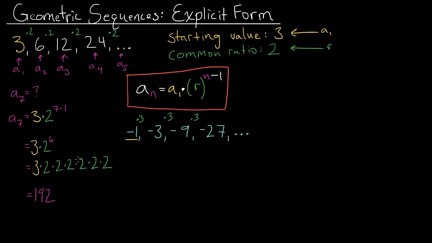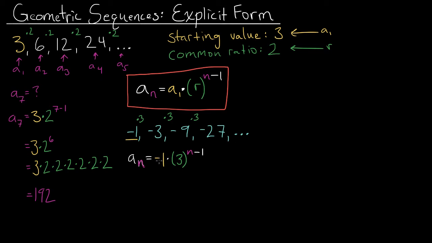And so we can write out our formula for this, or our equation, as a sub n, so in other words, some term in the sequence is equal to -1, because that's our starting value, times our common ratio, which is 3, and then all of that to the power of n subtract 1. And let me make this n purple. We have n and then subtract 1. So this defines any particular term in the sequence.